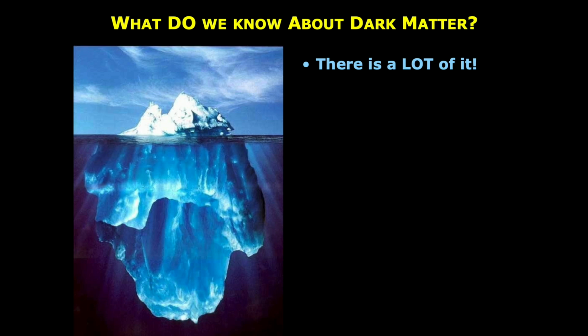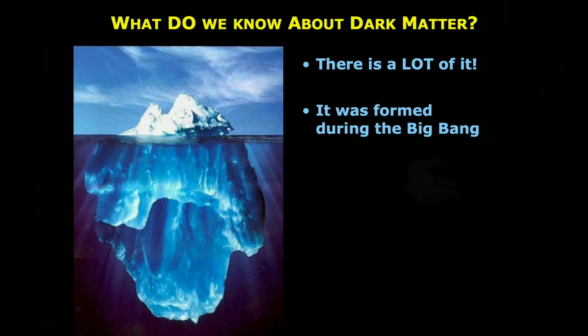Well, there is a lot of it. We use the iceberg thing to describe visible and dark matter. It was formed during the Big Bang, that's what we think, because during the Big Bang there was basically infinite energy, so you could make an arbitrary amount of anything. So to make a lot of anything, you take the Big Bang.